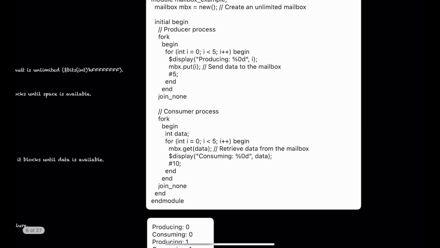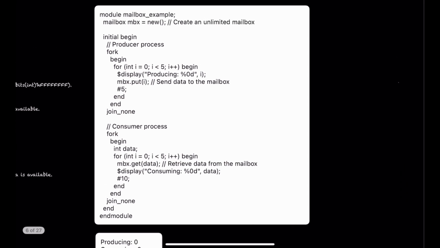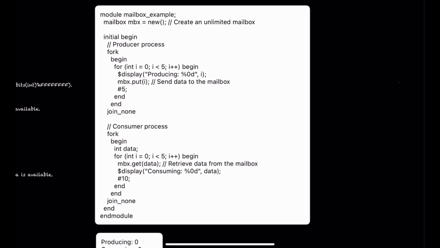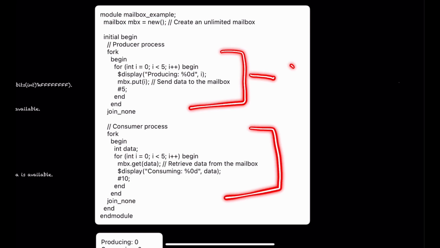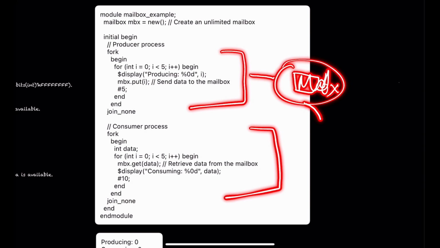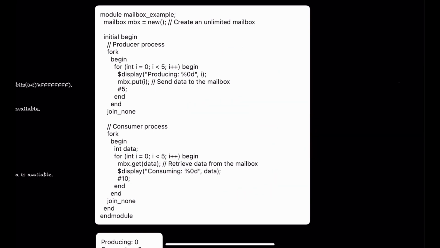Now we'll see an example of how mailbox put and get are used. Here are two processes, one is a producer process and one is a consumer process. The producer process will put data into the mailbox, and the consumer process will get the data from the mailbox. So let's see how the mailbox does it. We'll write a module and endmodule, and create a mailbox, mbx new. This new will be creating an unlimited mailbox. So initial begin and end is here, and we'll write two fork join_none statements.